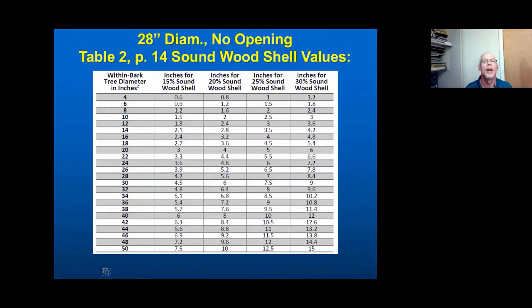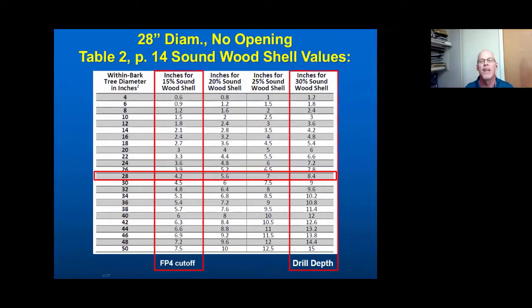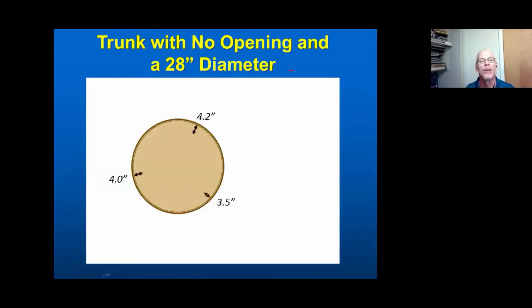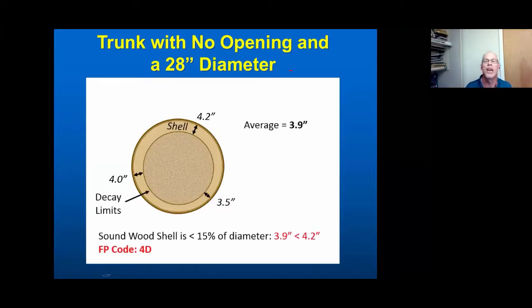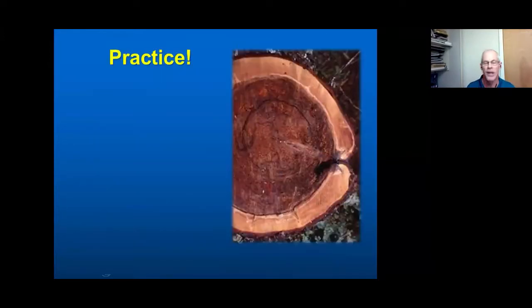Okay, example with no opening and a 28-inch diameter. In this case, we're going to be looking for a 4.2-inch sound shell in order to determine that the tree still has a reasonable degree of structural soundness. And that's the depth that you might need to drill to be totally sure that it's in an FP2. So what does that look like? Let's say in this case that we took 3 different drillings or corings, and those are the thicknesses of sound wood shell that we determined. We averaged those together and found that they're 3.9. 3.9 is less than 4.2, the 15% number, and we would again give that a very high rating.